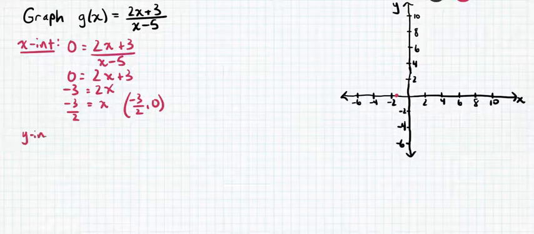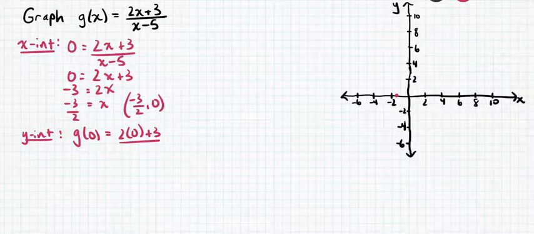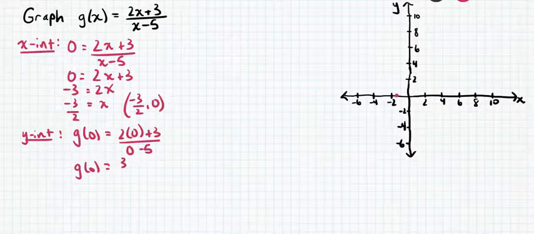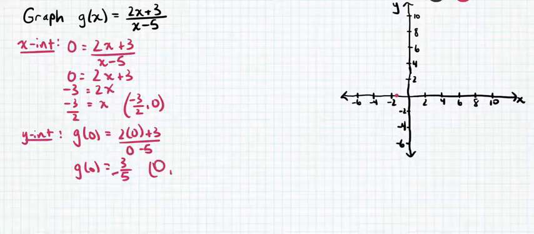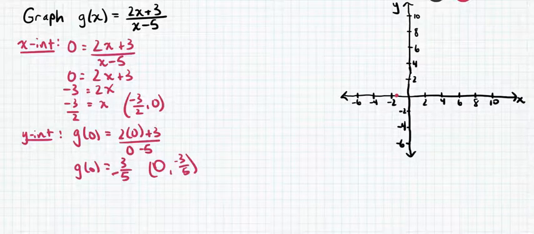Okay, the y-intercept, we can determine that by setting x equal to 0. So we're finding g of 0. So that's 2 times 0 plus 3 divided by 0 minus 5. And so g of 0 would be equal to 3 over negative 5, or negative 3 over 5. And so 0 comma negative 3 over 5 is the y-intercept. So negative 3 over 5 would be about here.